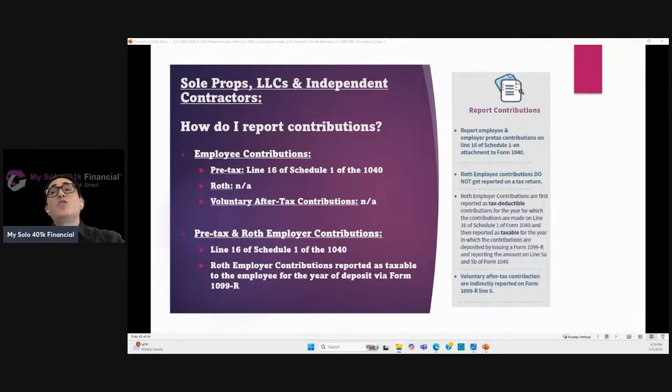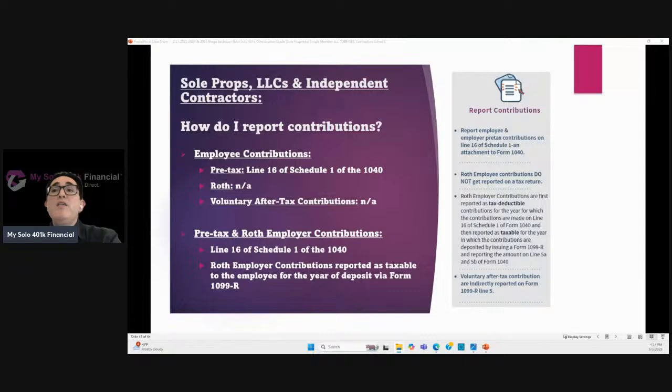So the answer to the question of how do I report contributions on my tax return, if my business is taxed as a sole proprietorship and I'm making employer contributions? Well, it's going to be reported on that same line. It's going to be reported on line 16 of Schedule 1 of the 1040, regardless of whether those employer contributions are made as pre-tax or Roth, because per IRS Notice 2024-2, it's tax deductible on the employer's return for the year for which the contribution is made. And for a business taxed as a sole proprietorship, the employer's return is really the 1040. So it goes in that same line.